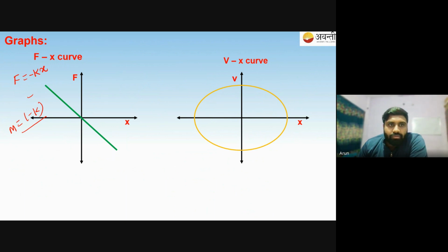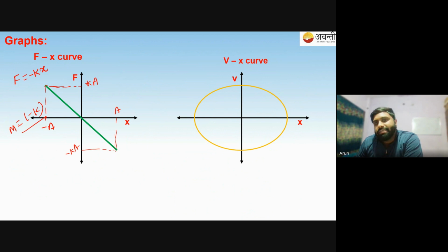Now if you talk about the maximum value of force, if the extreme positions are A, it will be minus Ka at the positive extreme and plus Ka at the negative extreme, at minus A. So that is why it is becoming k.